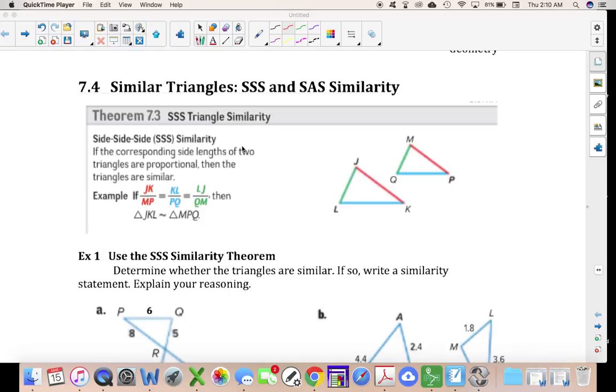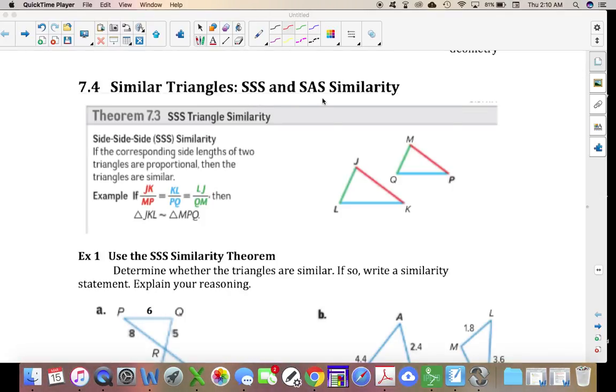So side, side, side, and side angle side, those were two of the ways that we were able to prove that triangles were congruent to each other. And we talked about that the other day, but it's also a way of proving that triangles are similar to each other, but side, side, side doesn't necessarily mean exactly the same thing.